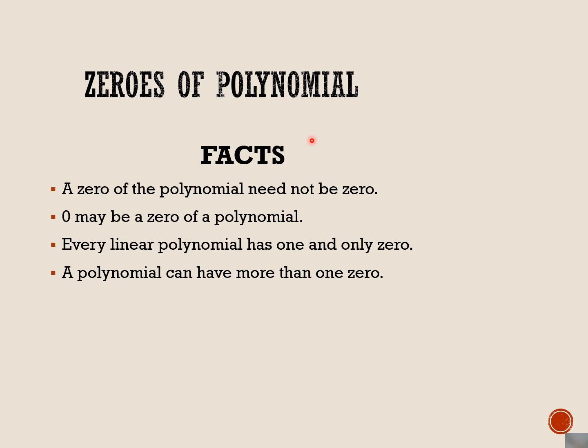Zeros of the polynomial. Now here are some facts which will be very, very helpful in understanding zeros of the polynomial. A zero of the polynomial need not be 0. Don't get confused with the word zero. Zero does not mean here the value 0. 0 may be a zero of the polynomial. So the number 0 could be a zero of the polynomial as a concept. Every linear polynomial has one and only one zero, like ax plus b, which is a linear polynomial. It will have only one zero. A polynomial can have more than one zero. So if you talk about quadratic polynomials and cubic polynomials, they could have more than one zero also.